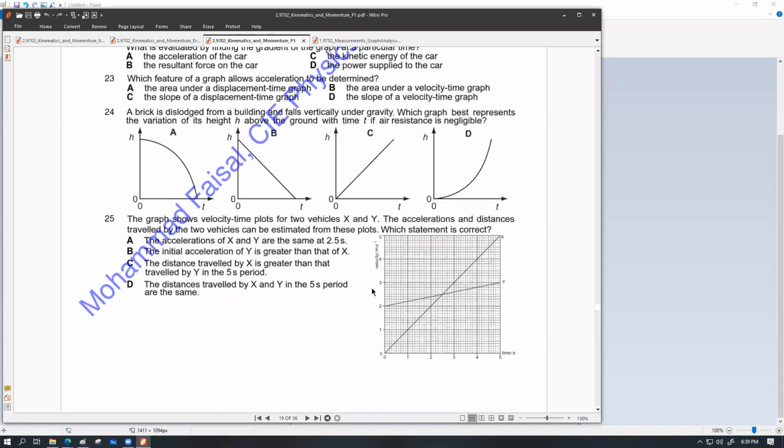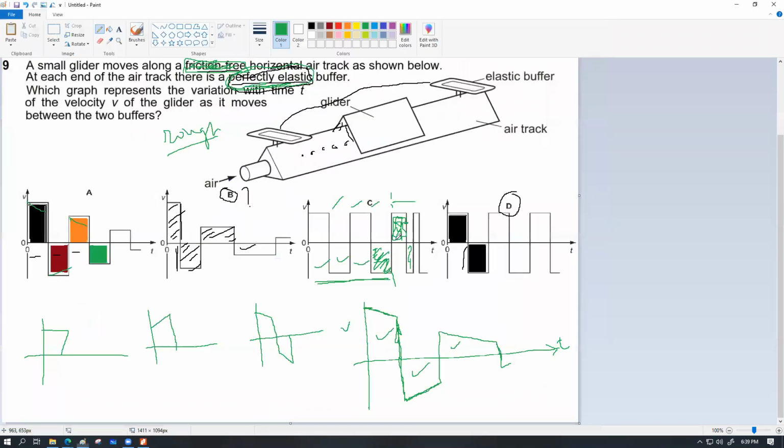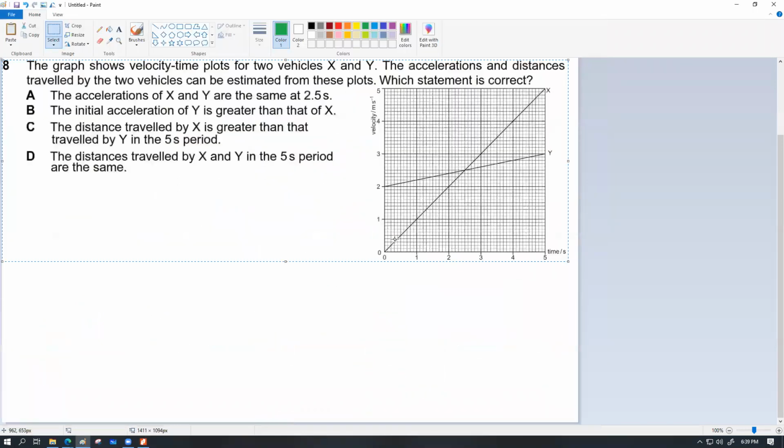Sir, number 25. The graph shows the velocity time plots for two vehicles x and y. The acceleration and distances traveled by the two vehicles can be estimated from these plots. Which statement is correct?